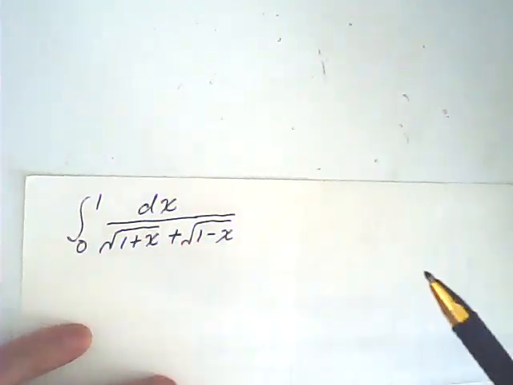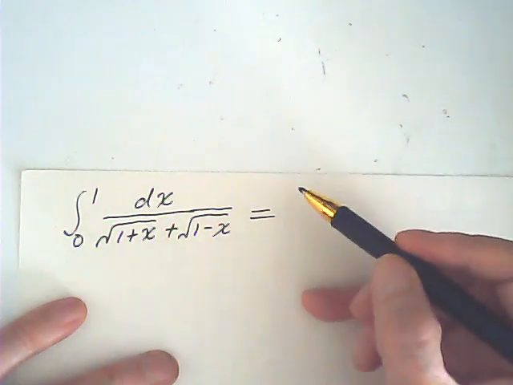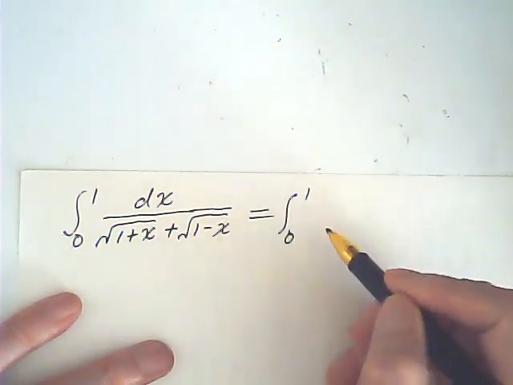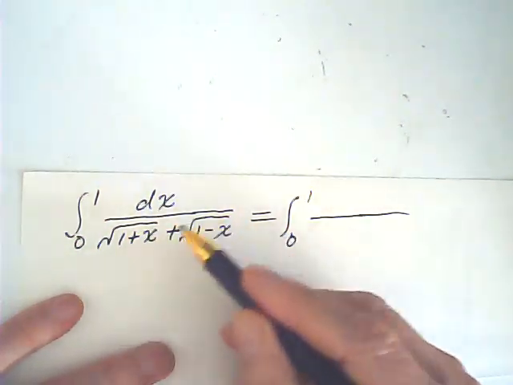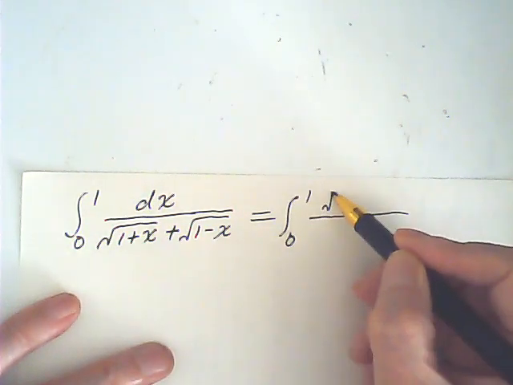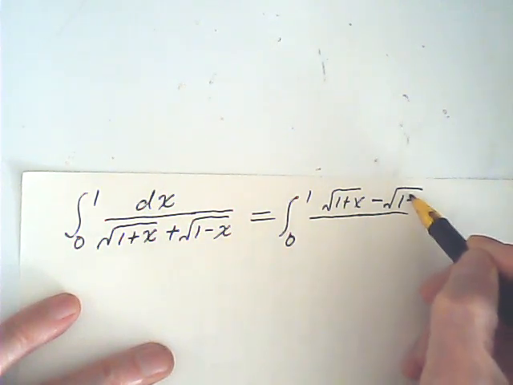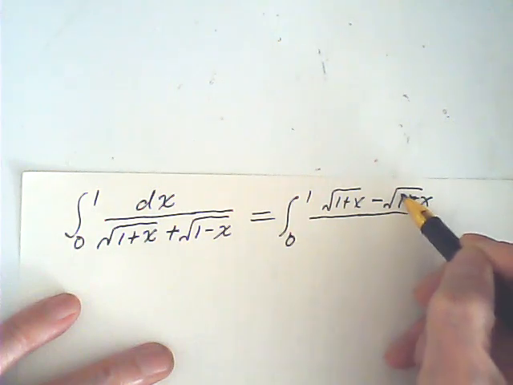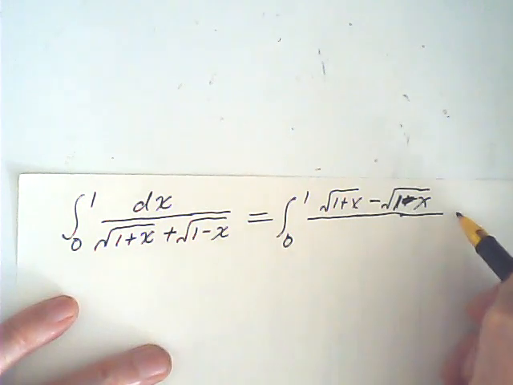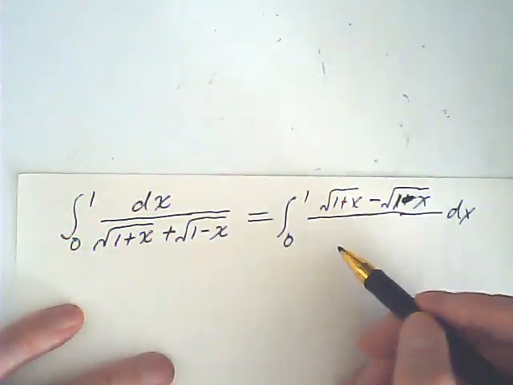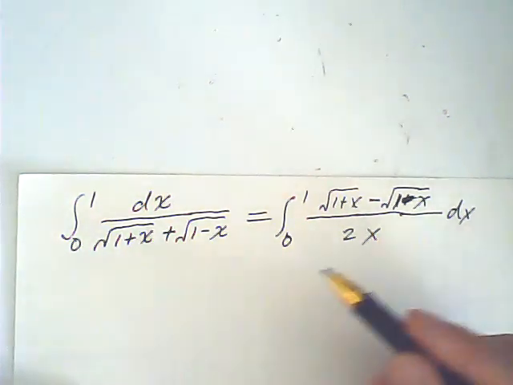Now, the first step is just to rationalize the denominator. This numerator times this, right? x plus the square root of x minus 1, 1 minus x. Yeah. And the denominator becomes 2x. That's easy.